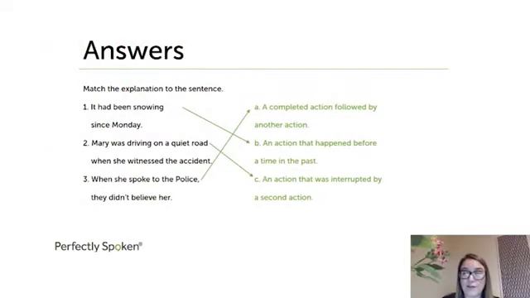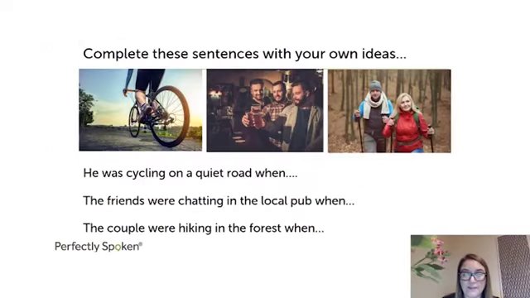So I'm going to give you 3 sentences and I want you to complete them with your own ideas. Number 1, he was cycling on a quiet road when. Number 2, the friends were chatting in the local pub when. And number 3, the couple were hiking in the forest when.